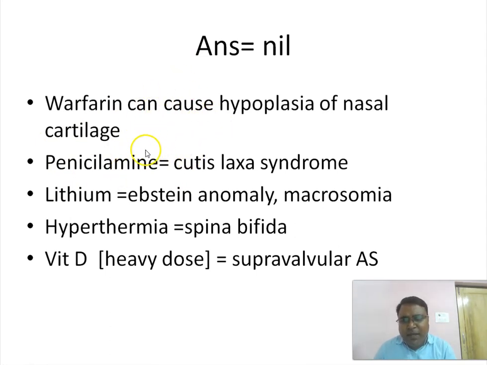We may get it anytime, so you have to remember some antenatal drugs which have teratogenic effects. Classically, penicillamine can cause cutis laxa syndrome. If the mother is taking lithium, we can get Ebstein anomaly and macrosomia in the newborn baby. If the mother is exposed to hyperthermia in the antenatal period, we can get spina bifida. If the mother is taking a heavy dose of vitamin D, we can get supravalvular aortic stenosis in the newborn baby. So we have to remember some antenatal molecules which are teratogenic.